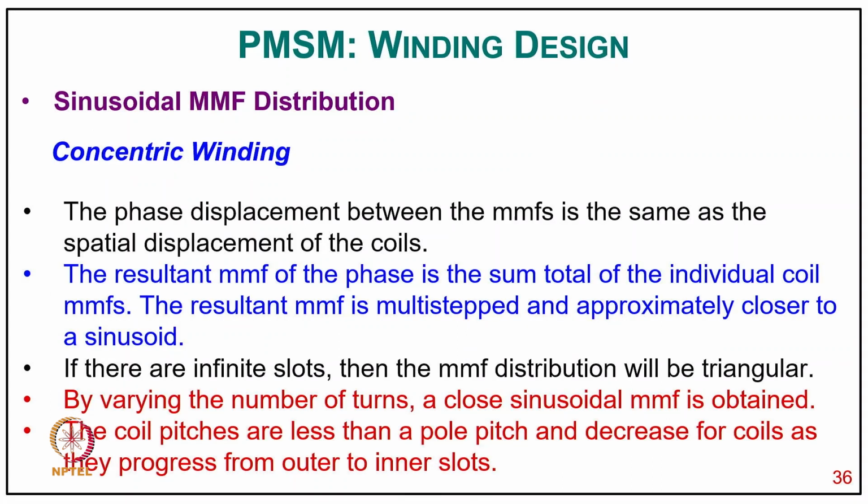The phase displacement between the MMFs is the same as the spatial displacement of the coils, and the resultant MMF of a phase is the sum total of the individual coil MMFs. The resultant MMF is multi-step and approximately closer to a sinusoid.